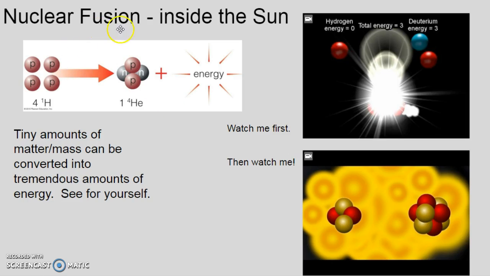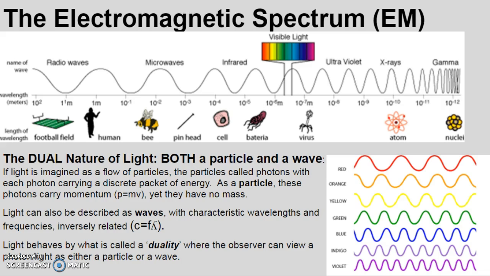Now, I would encourage you to check out these videos here. Here's what I'm showing you. 4 hydrogen, and there's a little bit of a more complex reaction that takes place because a proton has to be changed into a neutron. But let's just go with this for a minute. That 4 hydrogen can create 1 helium and a tremendous amount of energy. Tiny amounts of matter or mass can be converted into tremendous amounts of energy. See for yourself. So watch this video and then watch this video. And that'll give you a little bit more insight as to what's taking place there.